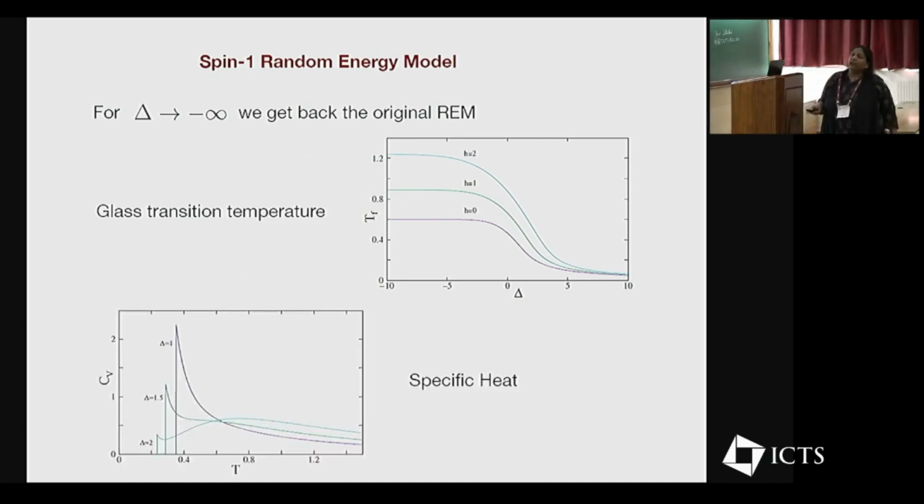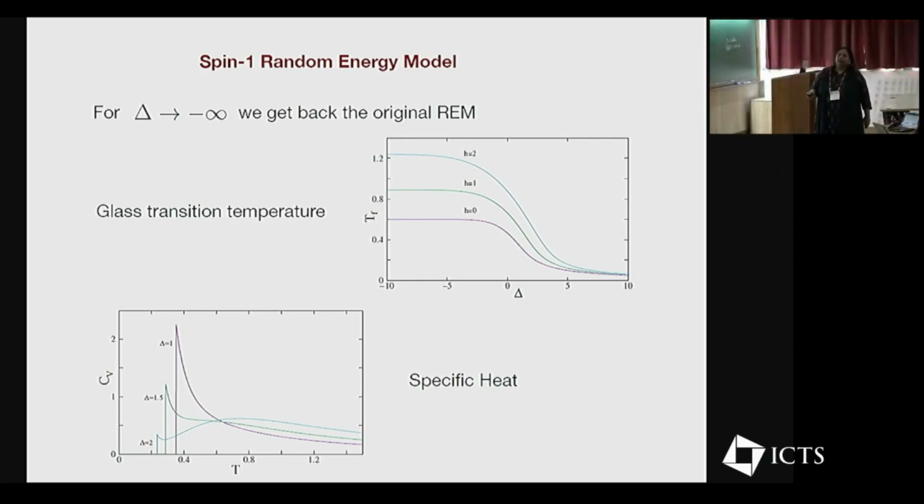Interestingly, now if we look at specific heat as a function of temperature for different deltas, this is where we find something non-trivial. We find that for around delta greater than 1.5, besides having this jump at the glass transition, there is also a bump in the specific heat which occurs at a higher temperature. So this is what we learned by just looking at the pure model.